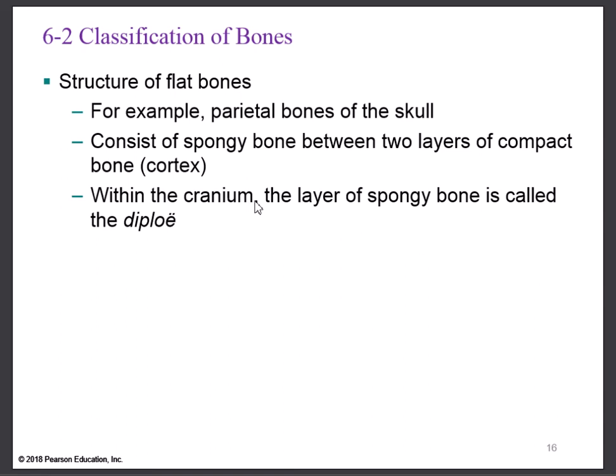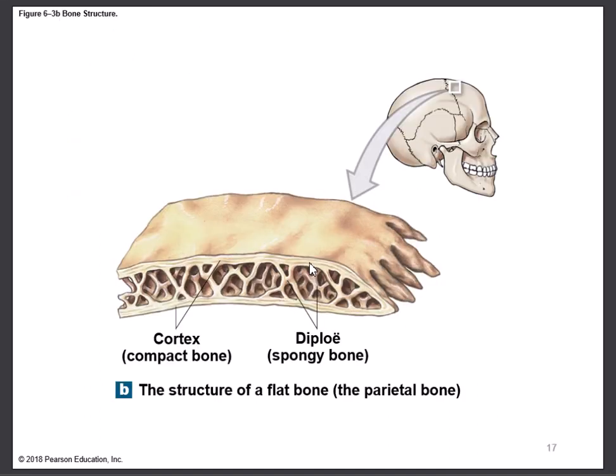Okay, so again, a flat bone, just to make sure we cover the note, consists of spongy bone between two layers of compact bone. Just like a sandwich. In the cranium, the layer of spongy bone actually has a term for it. You see it labeled here. This is called the diploë, but really it's just spongy bone between the compact bones. And just to jump ahead a little bit, this is where we're going to see later in these presentations that bone marrow is located, and this is where we make our blood cells.